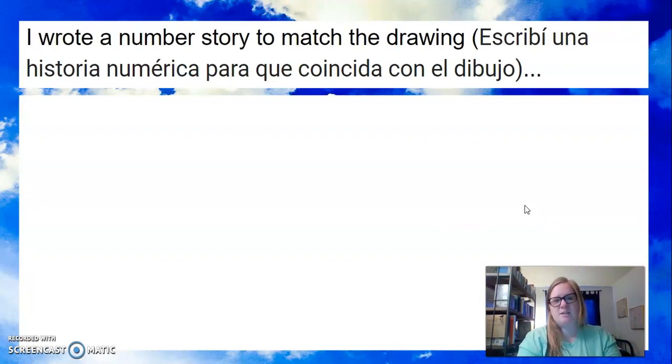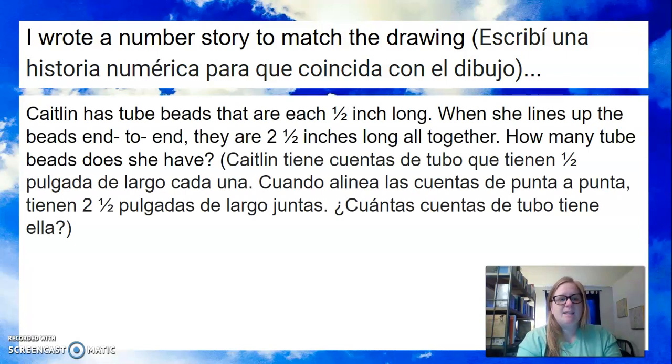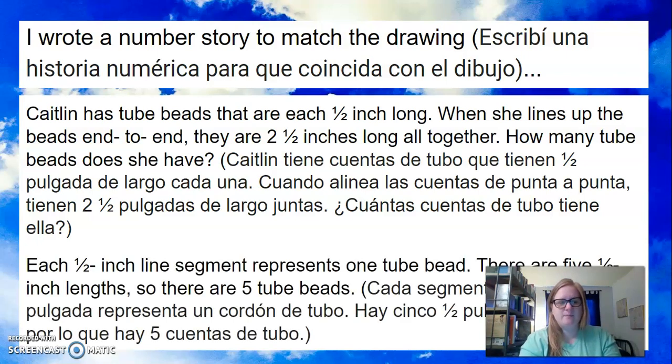I wrote a number story to match the drawing. Caitlin has 2 beads that are each a 1/2 inch long. When she lines up the beads end to end, they are 2.5 inches long altogether. How many tube beads does she have? Each 1/2 inch line segment represents 1 tube bead. So there are 5 1/2 inch lengths. So there are 5 tube beads.